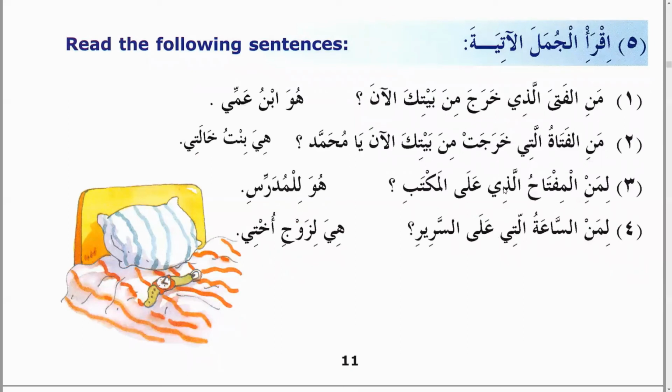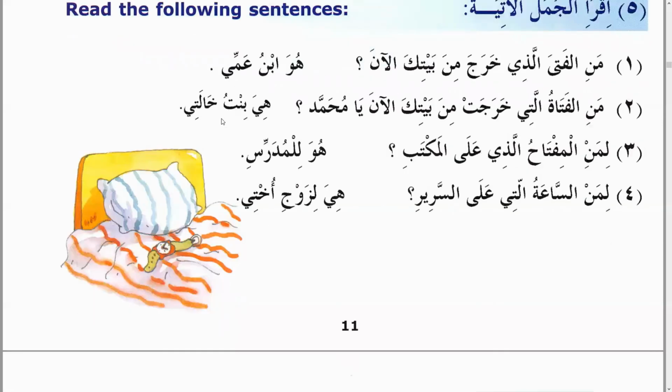Liman is sa'atu lati. So instead of saying miftah, because it is muzakkar, we are saying allazi. Now as-sa'atu, this is muannas, we are saying allati. Whose is this watch? Allati ala safi, which is on the bed. Hiya li zawji ukhti. It belongs to the spouse of my sister. This is also mudaf. Double mudaf. This is number one and two, then two and three. Hiya li zawji ukhti. It belongs to my sister's husband.